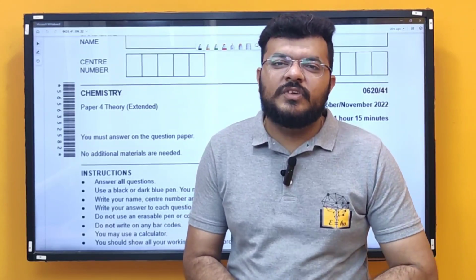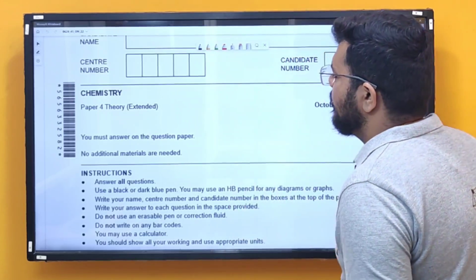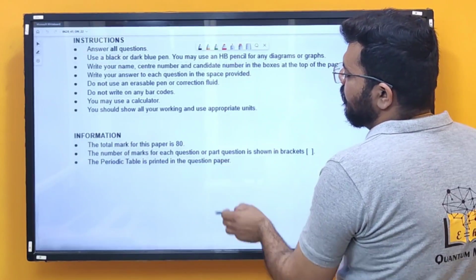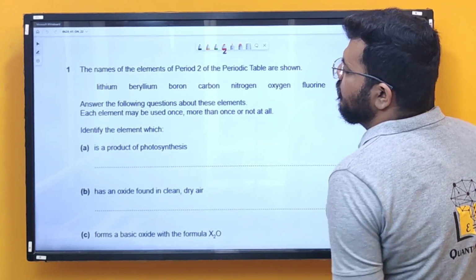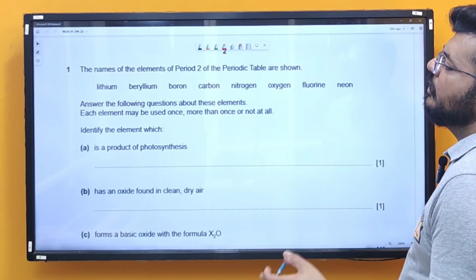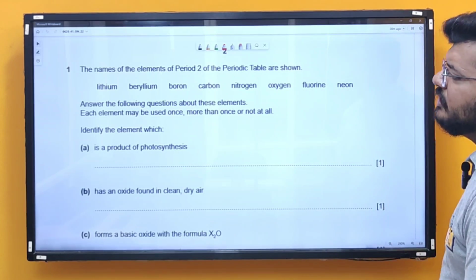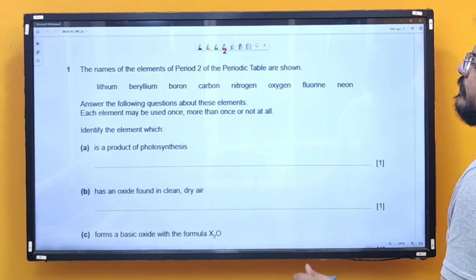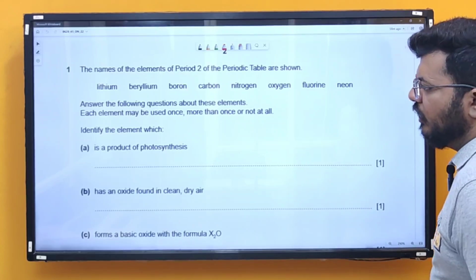Today we are going to solve Chemistry Paper 4.1 of ON 2022. Let's get started. This is an 80 mark paper. It contains structured questions and we are going to answer them. The names of elements of period 2 of the periodic table are shown: lithium, beryllium, boron, carbon, nitrogen, oxygen, fluorine and neon. Answer the following questions about these elements.